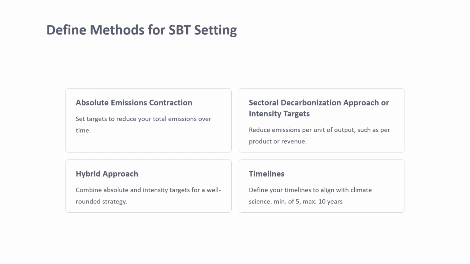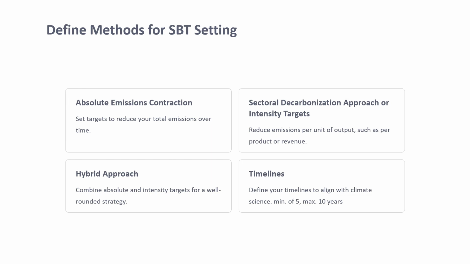You can also decide to use the hybrid approach, a combination of absolute emission contraction and sectorial decarbonization approach. Also, the SBTi allows the business organizations to define their timelines, and these timelines must align with the climate science that has been set. It is either a minimum of 5 years and a maximum of 10 years.